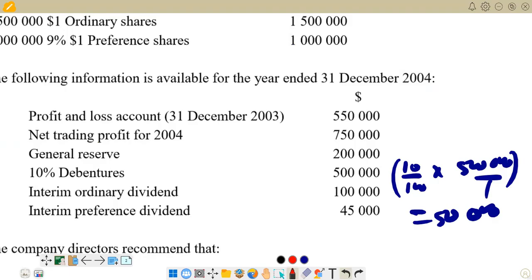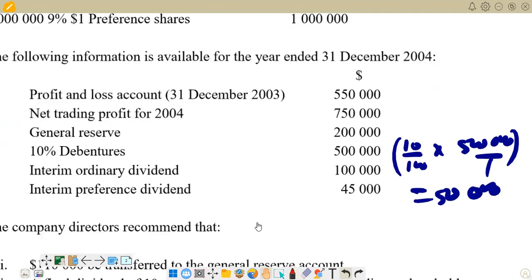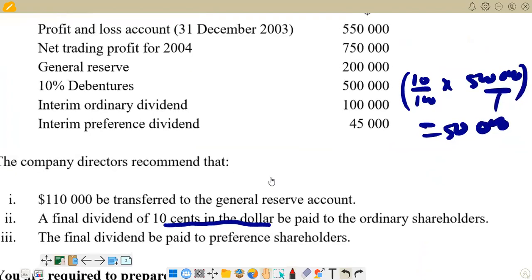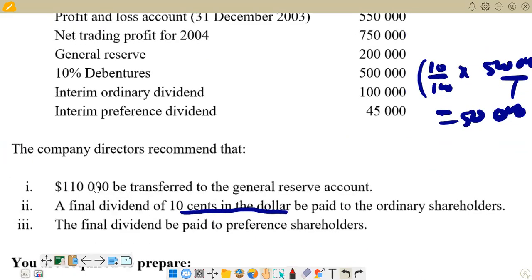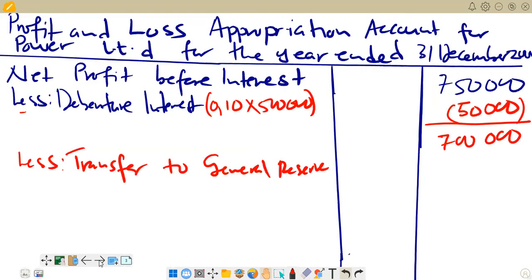Go down to check what we have there. You'd see that the transfer to general reserve that we have is this one: $110,000 be transferred to general reserve. So we are going to transfer 110. So we subtract it, and then we are going to enter it in the general reserve. So here, transfer to general reserve. The amount that we have there, we are going to put in this column, which is 110.